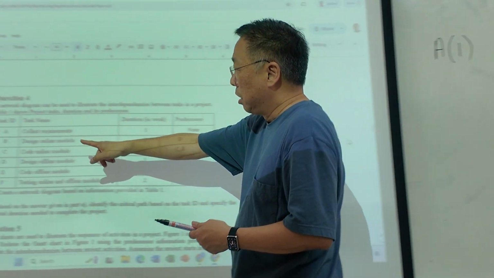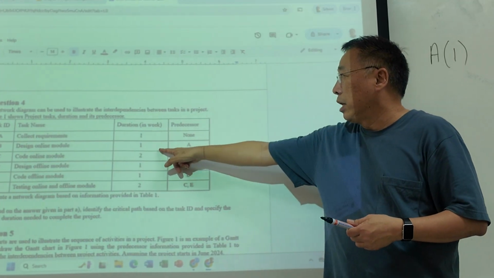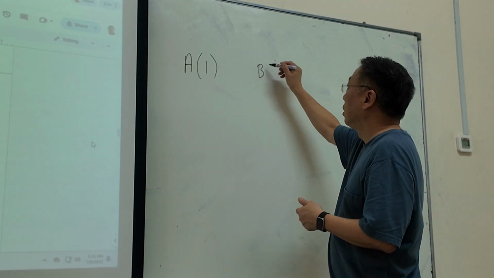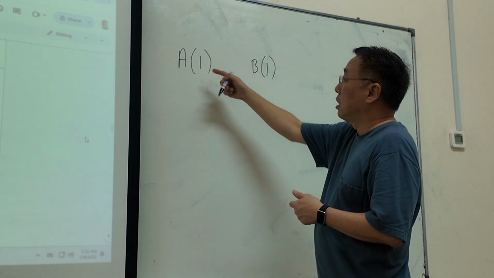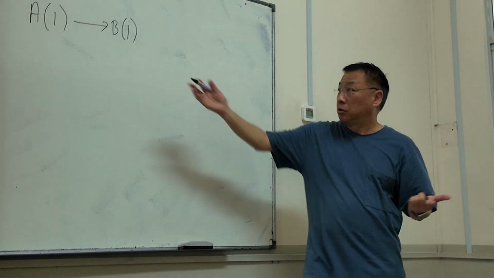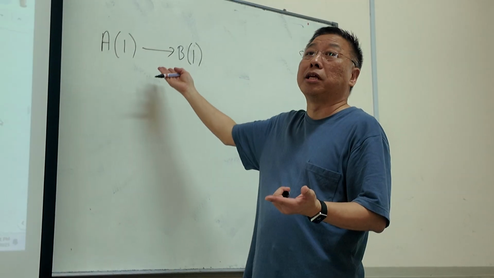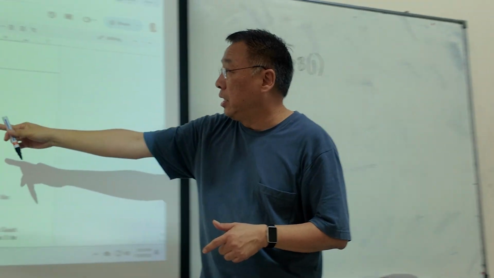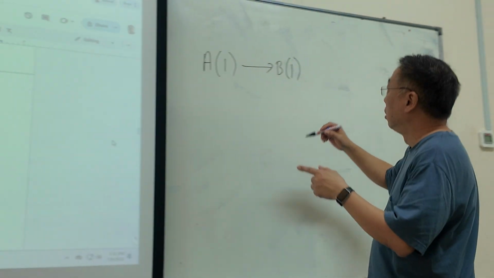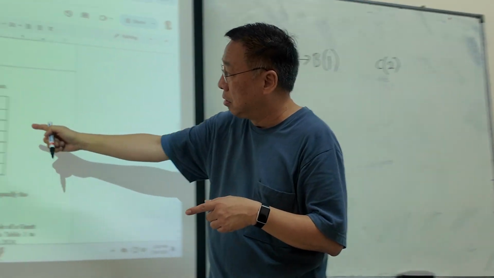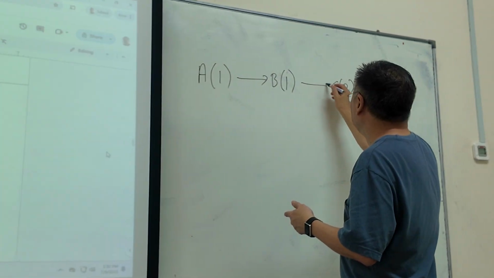Let's go task B. Task B will take also 1 week, but the predecessor is A. So task B, let me put that down first, will take 1 week and the predecessor is A. So you just draw an arrow to connect it. Right? This is what it's describing, but you're drawing it in a network diagram format. Then task C will take 2 weeks. Okay. C will take 2 weeks and the predecessor is B. So you just draw this.